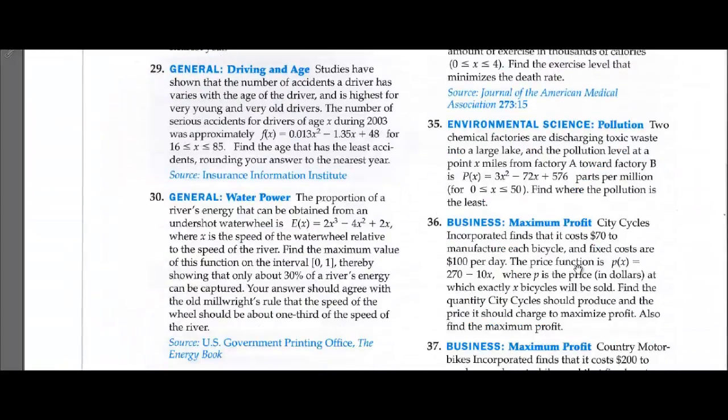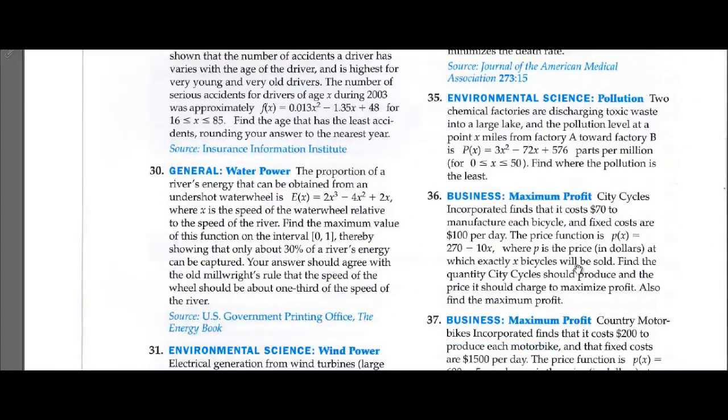So 36 says, City Cycles Incorporated finds that it costs $70 to manufacture each bicycle and fixed cost $100 per day. This is the price function. Find the quantity City Cycle should produce and the price it should charge to maximize profit. Okay, so what I want you to do is take a minute, pause the video, work out this example on your own, and then I will work it out and show you, and you can see if your work matches my work. Okay?